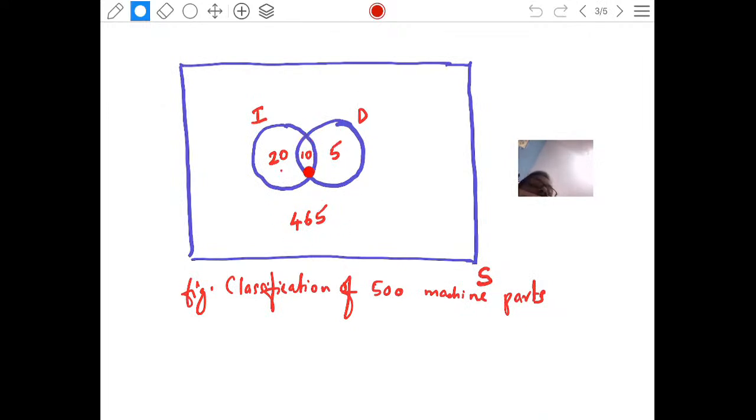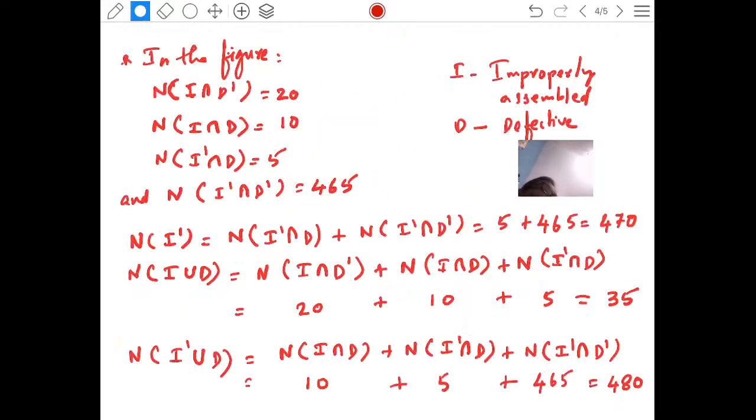So 10 is the value of I intersection d, then 5 is the value of I complement intersection d, then I complement intersection d complement is equal to 465. So I complement and d complement is the region outside this, so that value is 465. So n of I complement intersection d complement is equal to 465, and the total we have is 480.